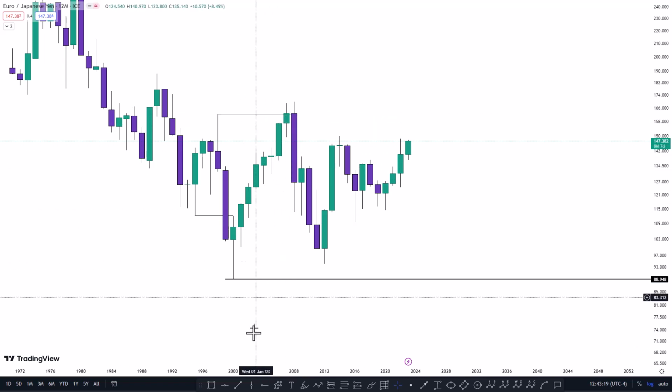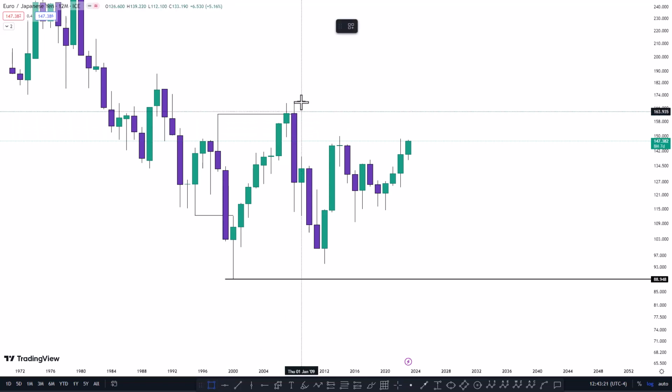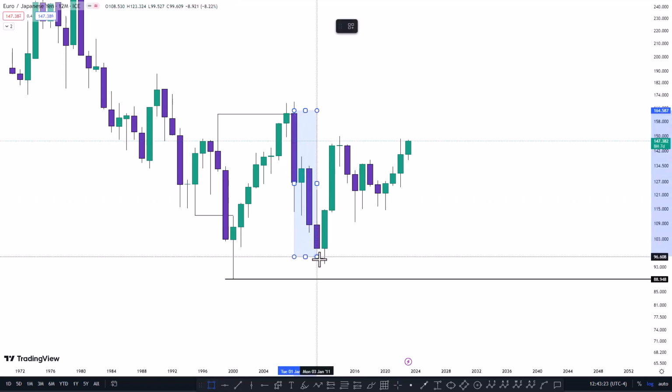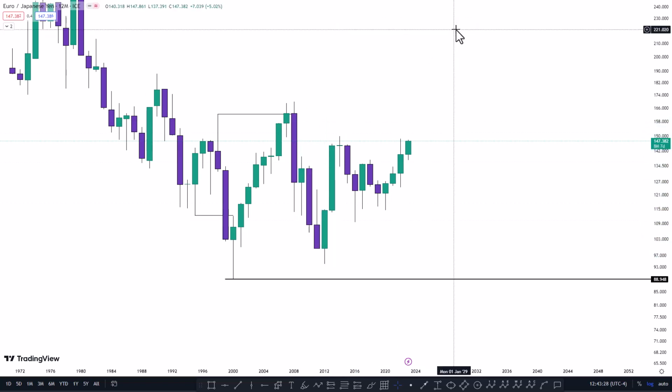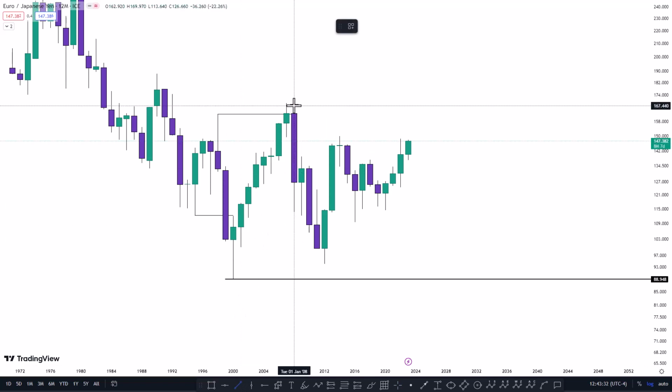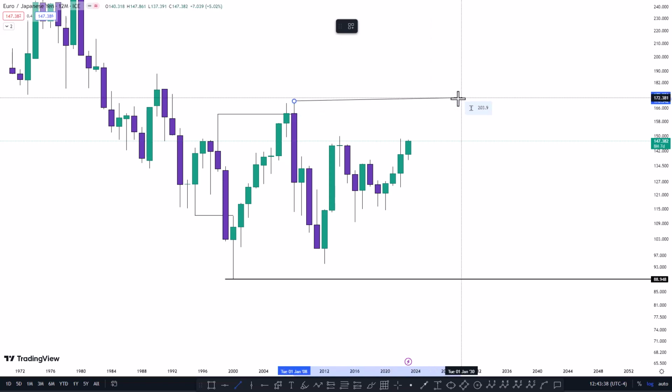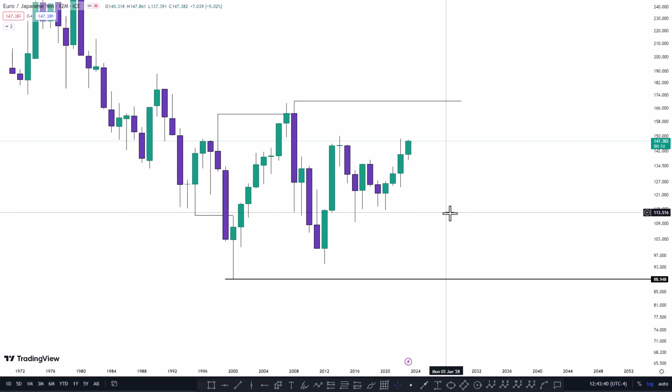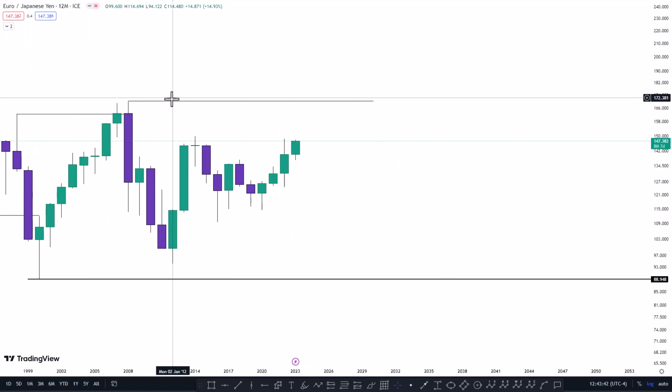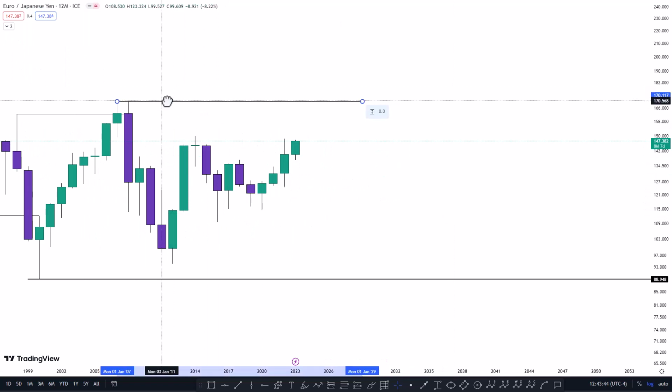We are waiting for a pullback. A pullback is formed. This is the pullback. We have a pullback all the way down. So after having that pullback, we know this is going to be the next target. EURJPY is heading to target this high.